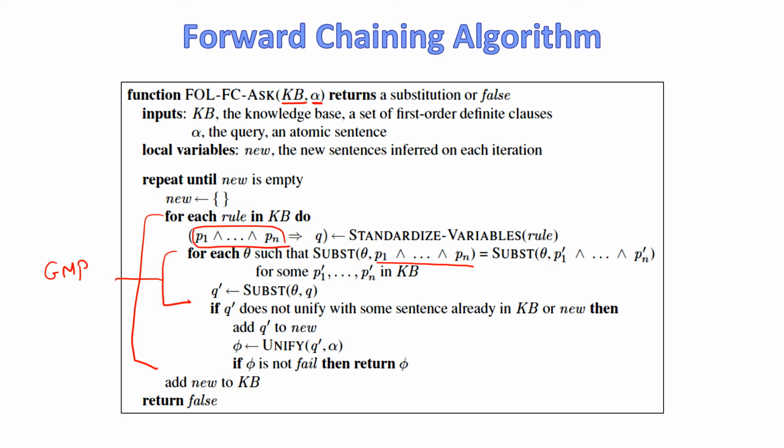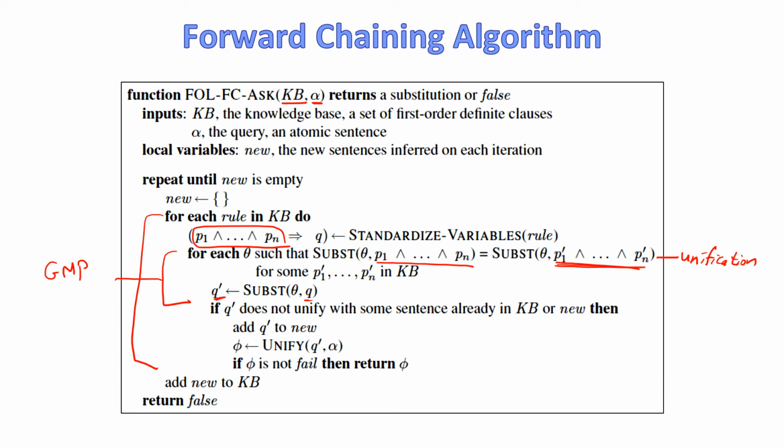So we'll have to find a substitution such that, if it's applied to the premises and also to the other non-facts in the knowledge base, then we can apply it also to the conclusion. Okay, so that's the unification part that we did in the previous example. Once we do this, we get the substitution, and then we apply it to the conclusion.